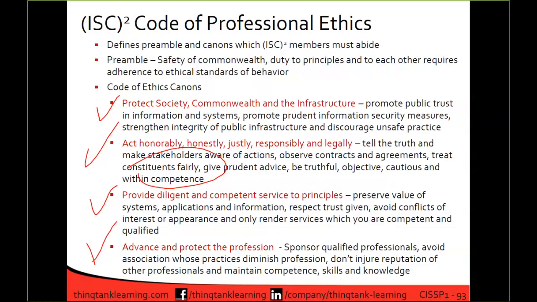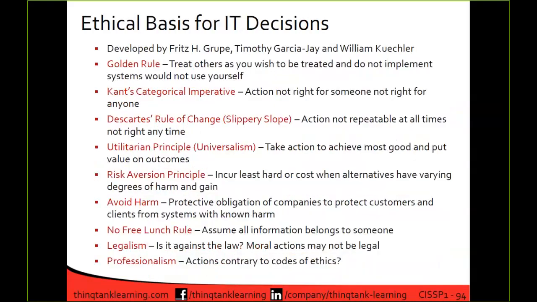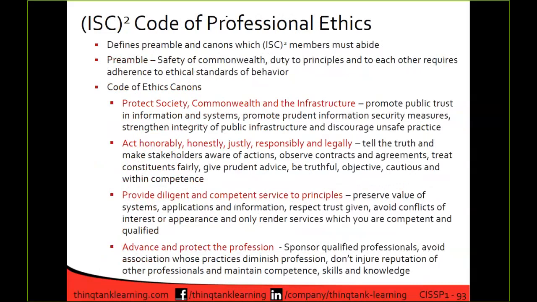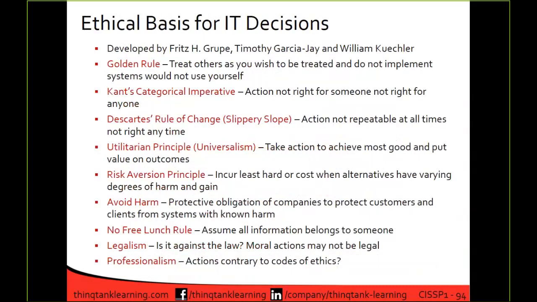Avoid association with practices that diminish the profession. Don't injure the reputation of other professionals, and maintain competence, skills, and knowledge. This is a big part of it too. Because security is ever changing and evolving, it's very important that you maintain your skills. So there is a continuing education component to this, and ISC squared expects you to maintain that as you maintain your certification. I read those bullet points to you specifically because obviously it's directly related to ISC squared. So it's likely that you'll see those on the exam. All right.